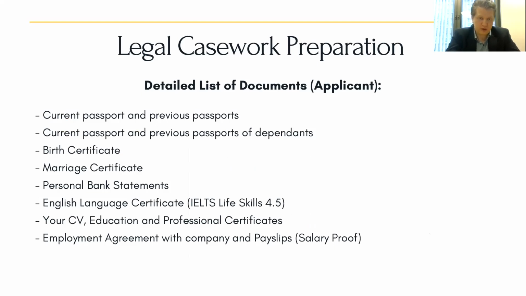And if we talk about the detailed list of documents, so for the applicant, it's obviously the current passport and previous passports. It is passports of dependents, birth certificate, marriage certificate, if any, personal bank statements showing that there's enough money for the maintenance. How much money for the maintenance is required? Usually we make sure that the applicant has from £5,000 maintenance and above, to be on the safe side.